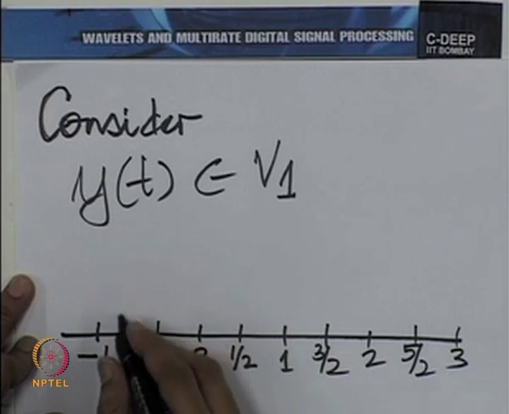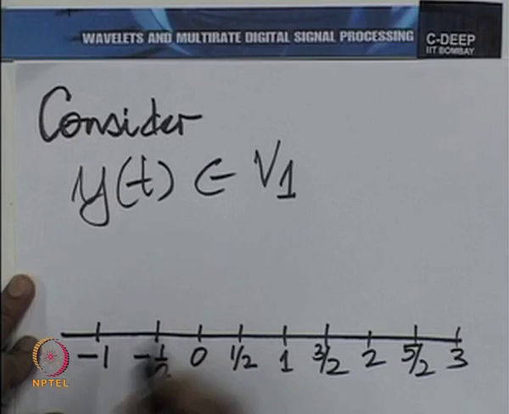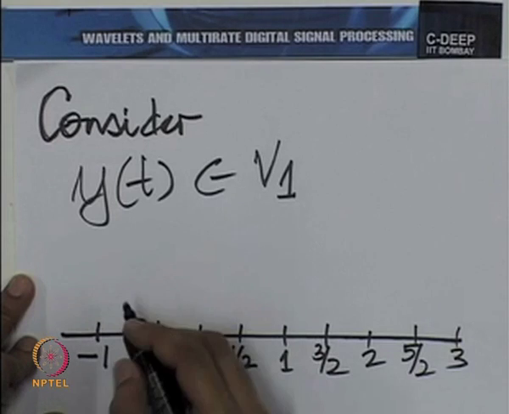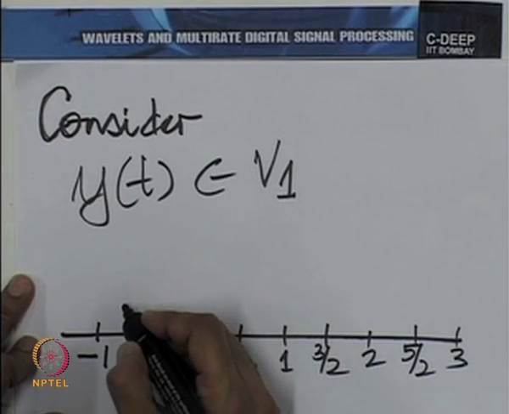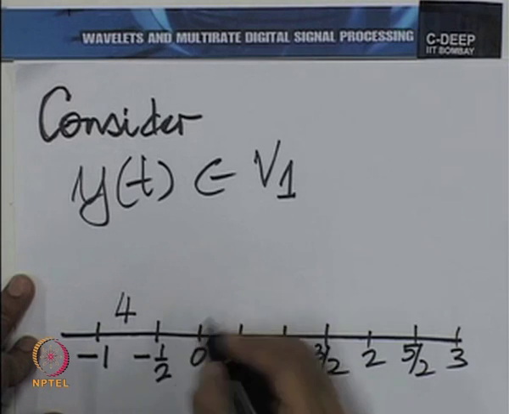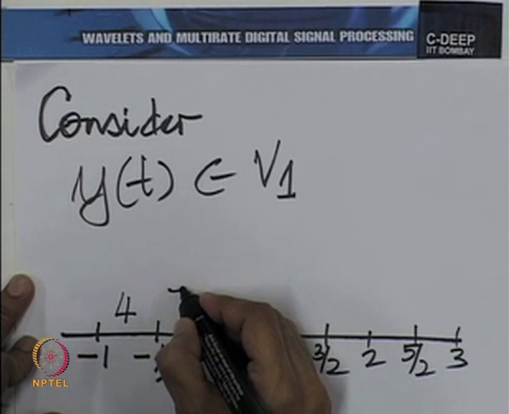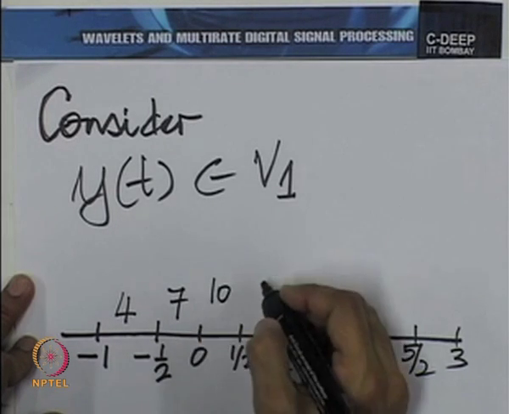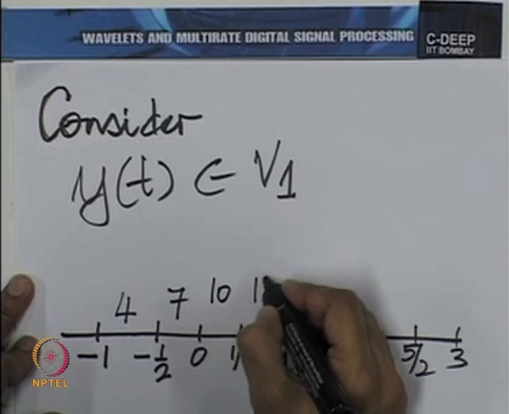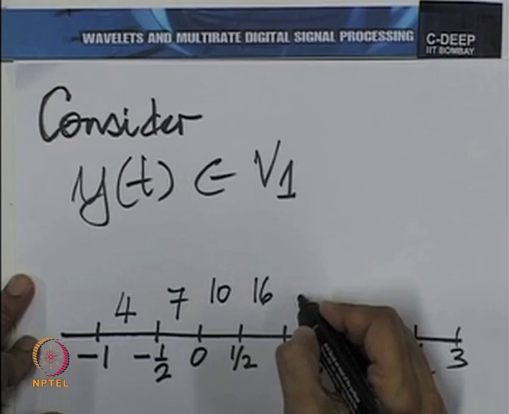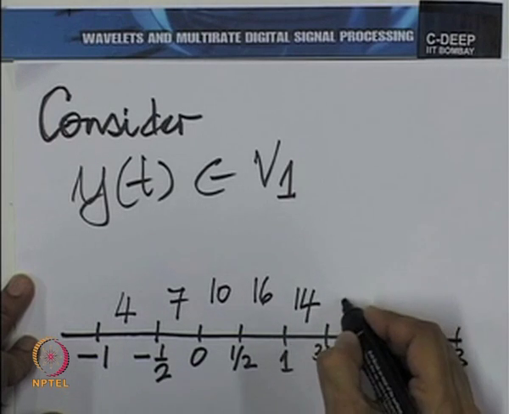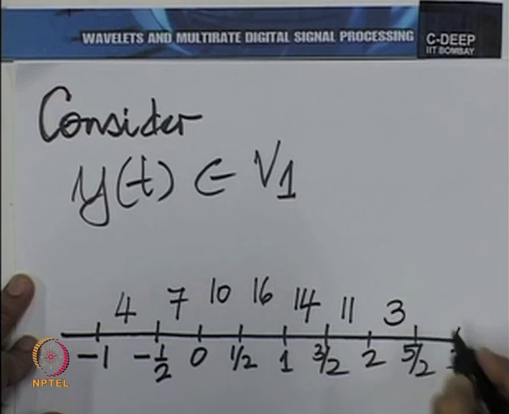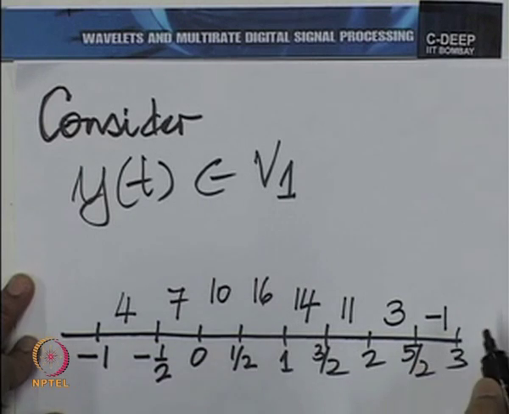I will not sketch, I will just write down the piecewise constant values in each of these intervals. So, in this interval the value can be, let us say 4, in this interval the value is 7, in this interval the value is 10. In this interval the value is 16. Let us say in this interval the value is 14, 11, let us say 3 and minus 1 for some variety.